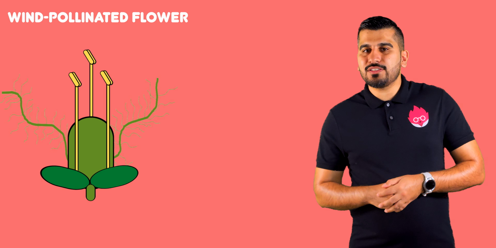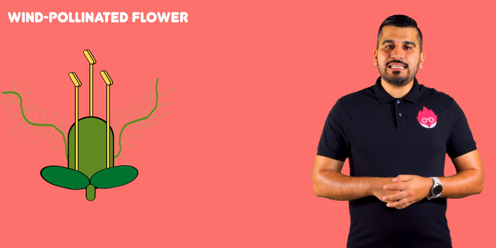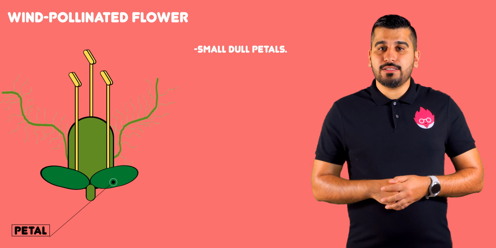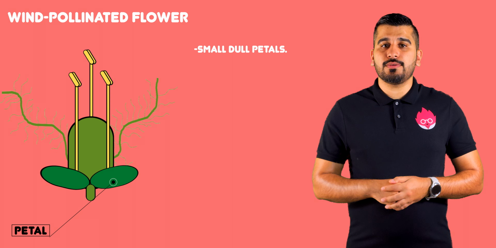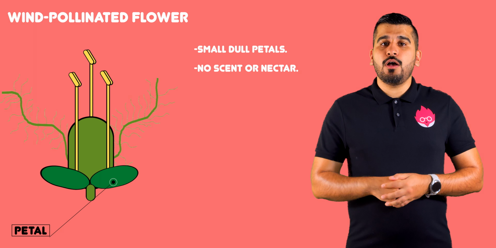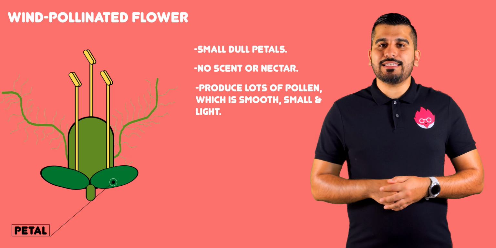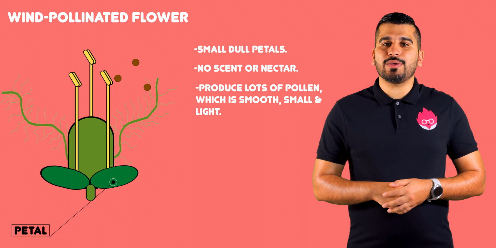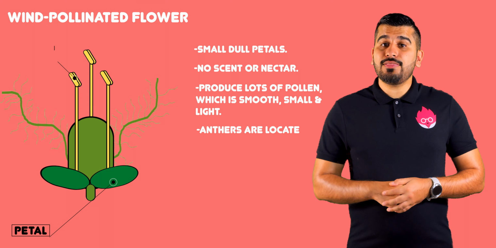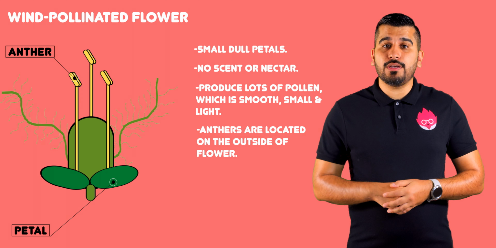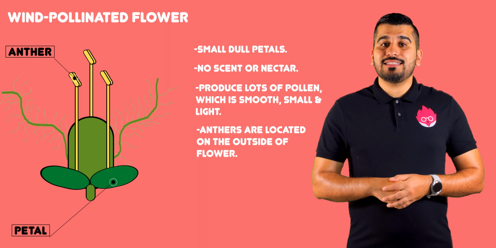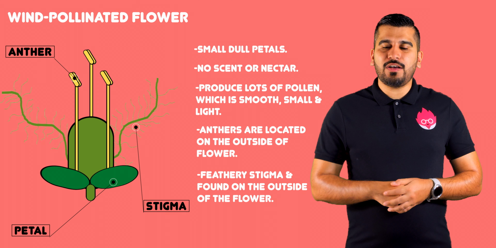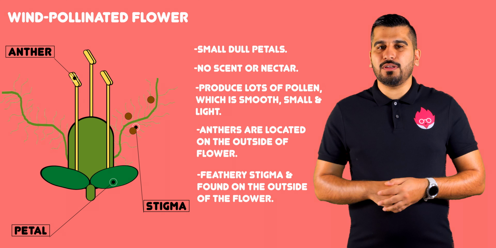If we compare this to a wind-pollinated flower, these, however, rather than having a large petal, they have small, dull petals. They have no smell or nectar. More pollen grains are produced than insect-pollinated flowers. Their pollen is smooth and small and light, so it can be easily carried in the wind. Anthers are found on the outside of the flower, so the pollen can easily be lost. Stigma is feathery and found on the outside of the leaf to catch pollen.